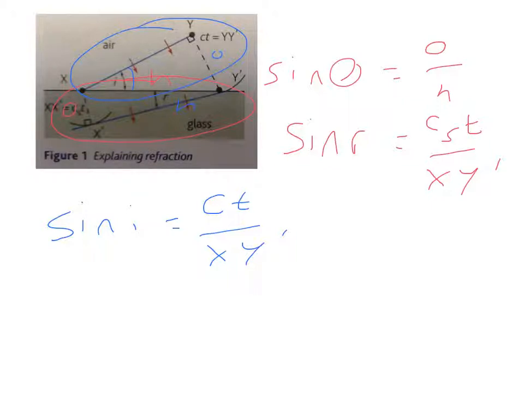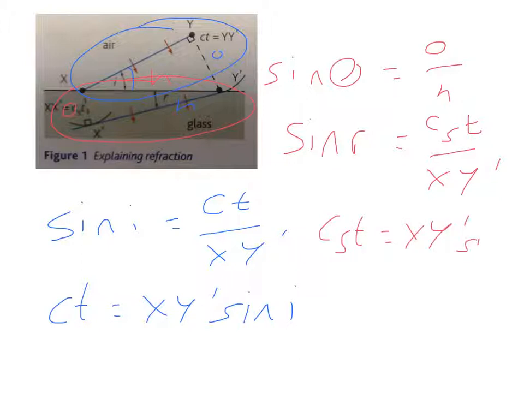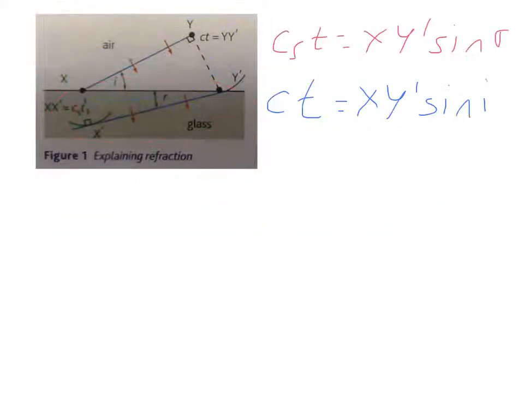Now I want to rearrange both these equations so that we can get ct as the subject. Rearranging this one will give me ct equals x y prime sine i. Rearranging the equation I've got in the red to get cs t, cs t equals x y prime sine r. Now I'm going to use both these equations going forward onto the next slide.